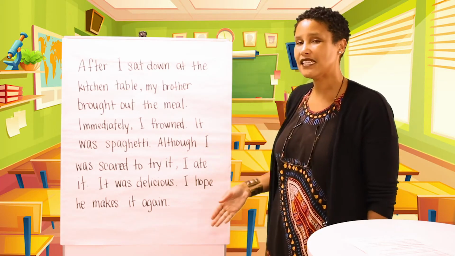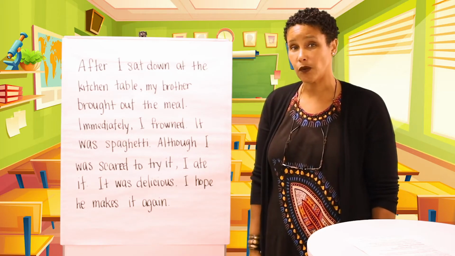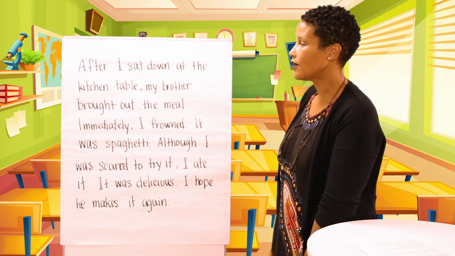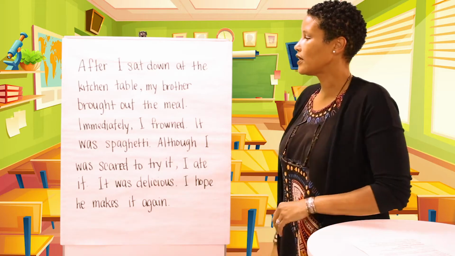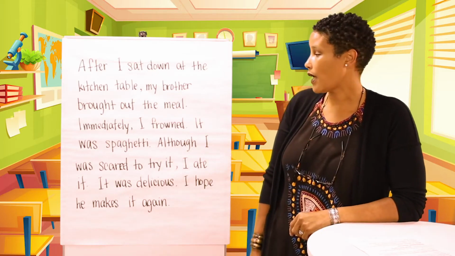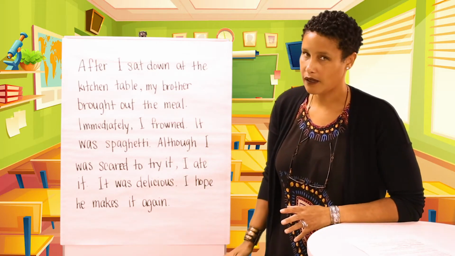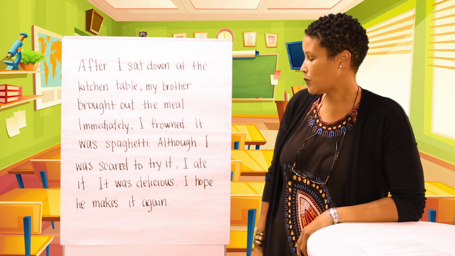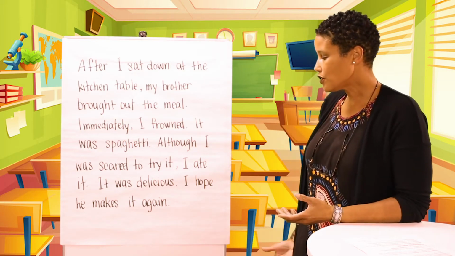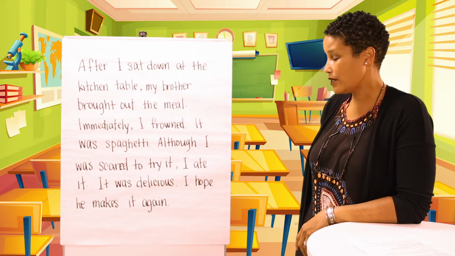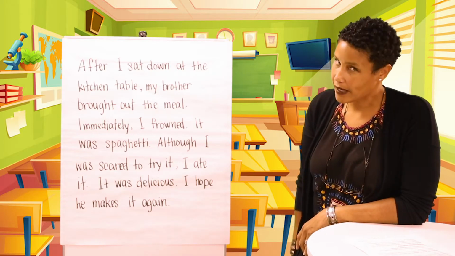Let's go ahead and read these sentences now with these transition words that we added. It says here, after I sat down at the kitchen table, my brother brought out the meal. Immediately I frowned. It was spaghetti. Although I was scared to try it, I ate it. It was delicious. I hope he makes it again.